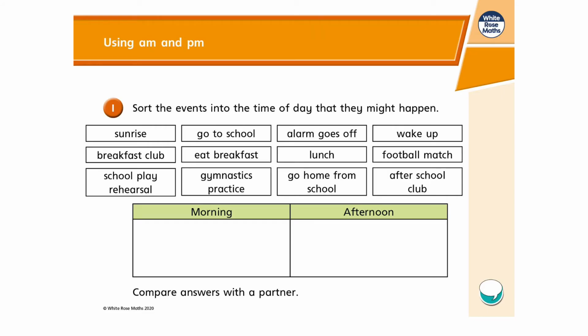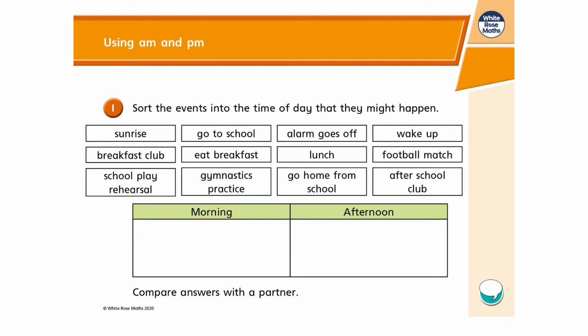Right. Are you ready for your maths? Can you find the sheets that I've got here? Because we're all on different days. Okay. So you've got your sheets. So now you've got some events. And what you need to do is decide which of those events go in the morning or afternoon, because we're using AM and PM.